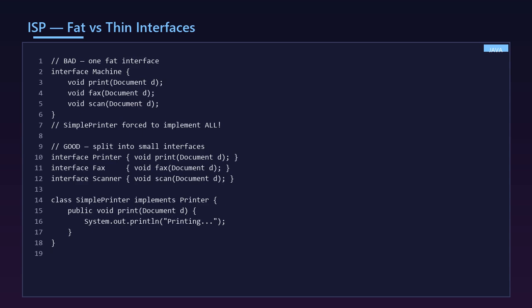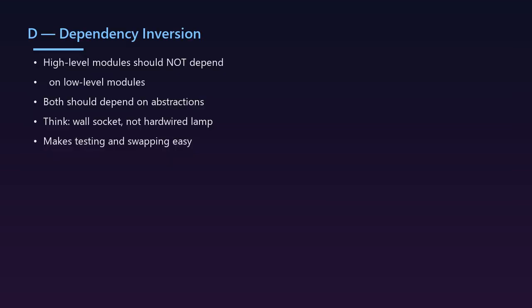Clean and focused. The last solid principle: dependency inversion. High-level modules should not depend on low-level modules. Both should depend on abstractions. Think of it like a wall socket. You plug in a lamp. Tomorrow, you can plug in a fan instead. The socket doesn't care what's plugged in, it's an abstraction. But if the lamp was hardwired into the wall, you'd need to tear the wall apart to switch to a fan. In code, depend on interfaces, not concrete classes. This makes testing easy and swapping implementations trivial.